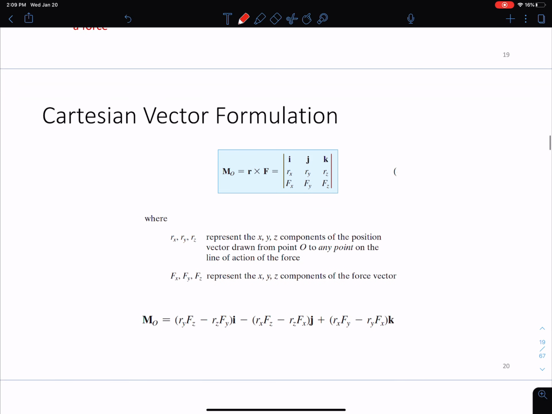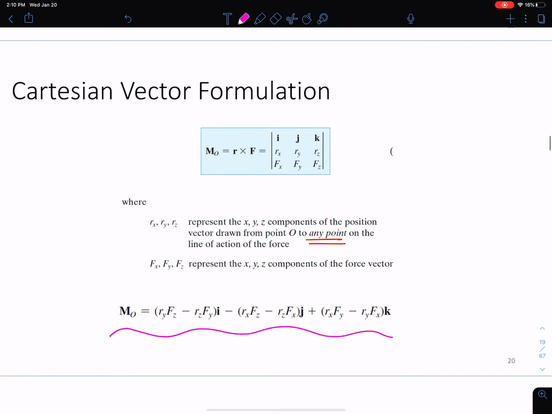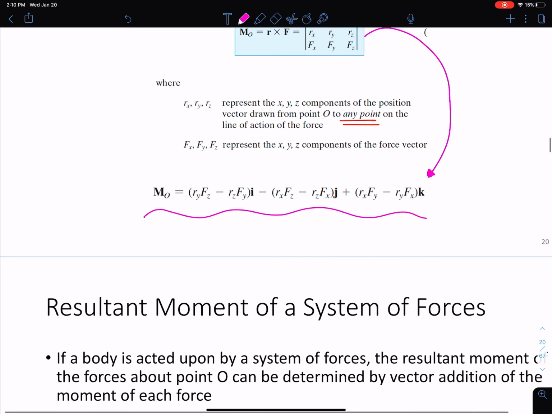Now, Cartesian vector formulation for moments, r cross F here. Again, rx, ry, rz represents the x, y, and z components of a vector drawn from point O to any point on the line of action of a force. And this is the determinant all multiplied out. So this is the same thing as this, just all multiplied out, so you don't have to remember how to do the determinant. I've already put it here for you.